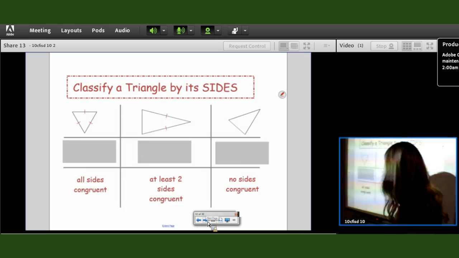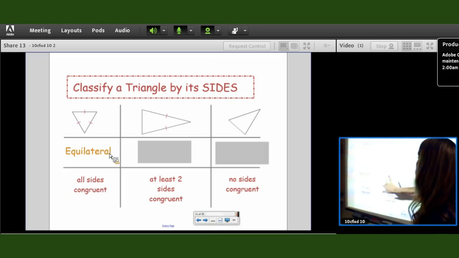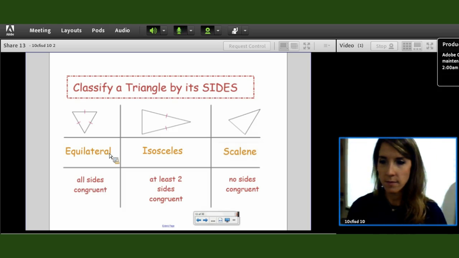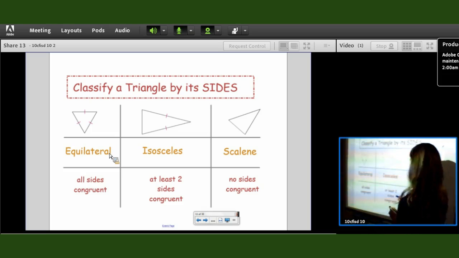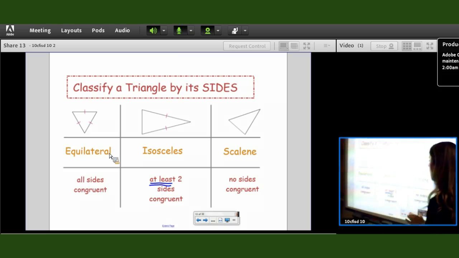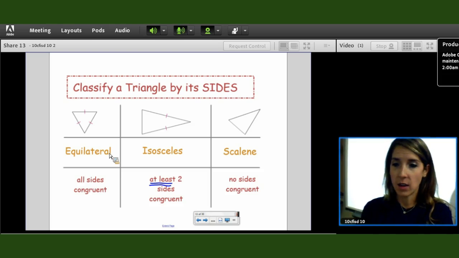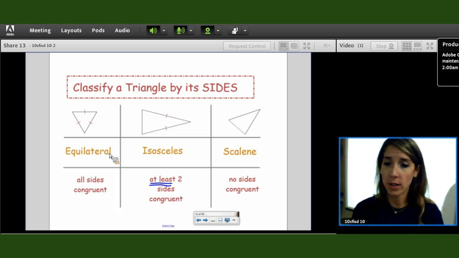All right. Now we can classify by its sides. I know you know these words really well. Equilateral, isosceles, scalene. Key word, we talked about this earlier. At least two sides congruent. So that's saying two or more sides can be congruent. And it really just means two or three, since triangles don't have more than three sides. But what it's saying is that isosceles triangles can have two or three sides congruent. So there's some overlapping there, right?